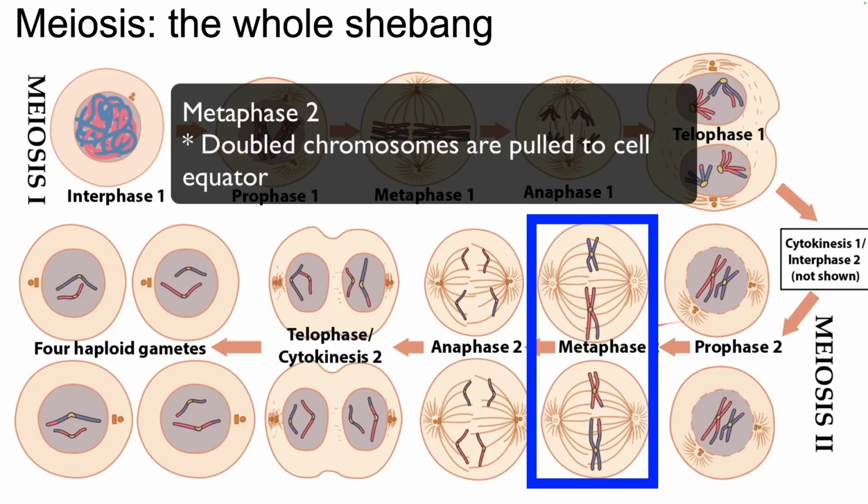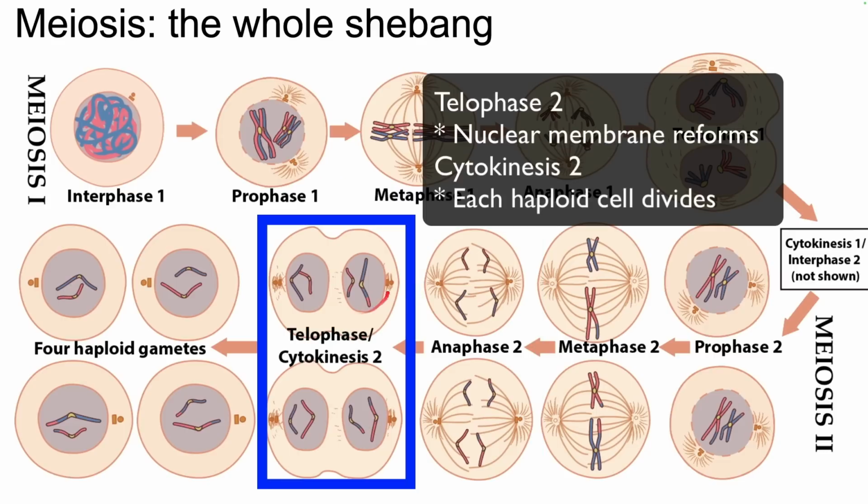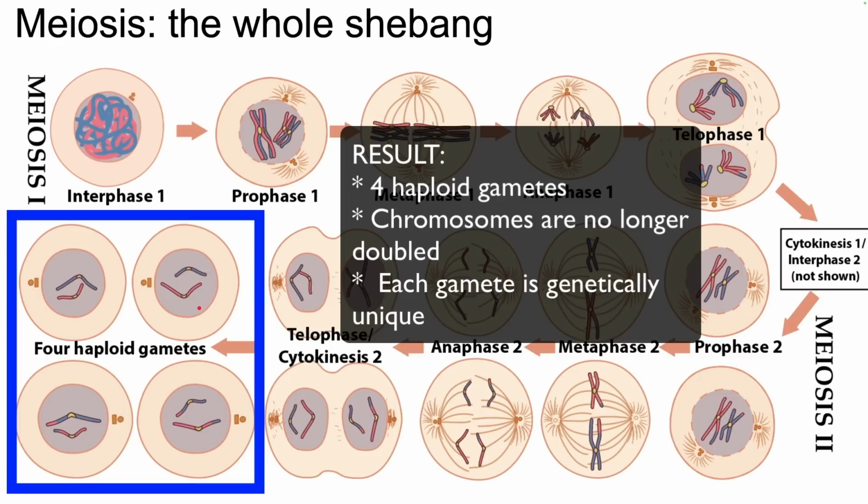During meiosis 2, during metaphase, the doubled chromosomes get pulled to the cell equator and then they get pulled apart during anaphase 2. Then there's a telophase where a new nuclear membrane forms, and then there's another cytokinesis. The result: 4 haploid gametes, each consisting of single chromosomes. We've gone from diploid to haploid, from doubled chromosomes to single chromosomes, and each of these haploid gametes is unique. It's genetically unique, and that's what happens during meiosis.